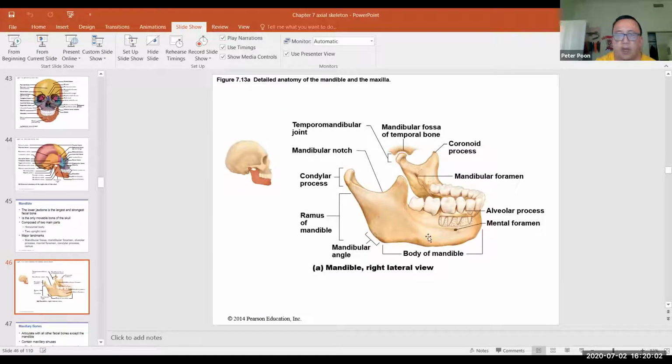So here, okay, body, ramus. This thing right here is called the condylar process. The condylar process connects with the temporal bone, and this joint again is called the temporomandibular joint.